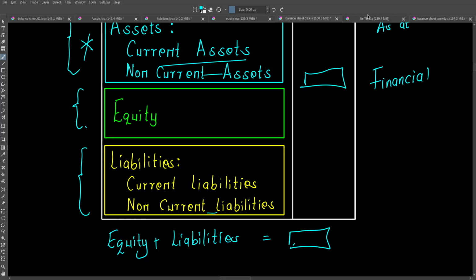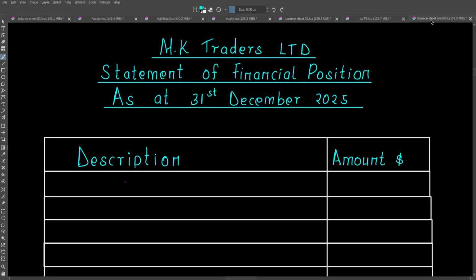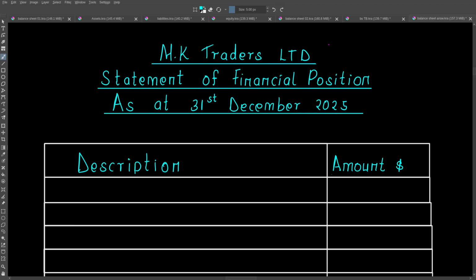Okay, now I want us to do a practical example, where we've been given this trial balance as at 31st December 2025, and we've been asked to prepare the statement of financial position. Okay, following our format, we start by writing the header. As mentioned, we have the company name. We are preparing the statement of financial position as at 31st December 2025. So basically, this is the header, okay?